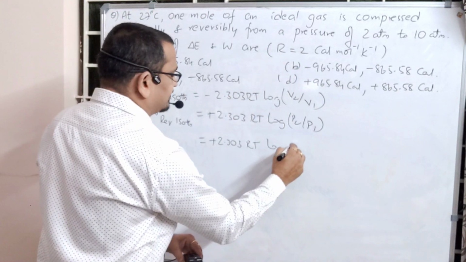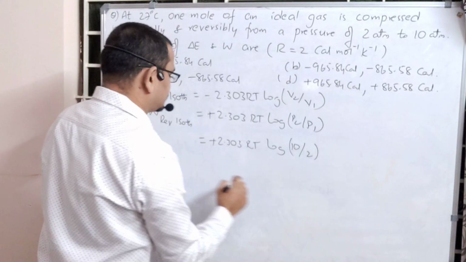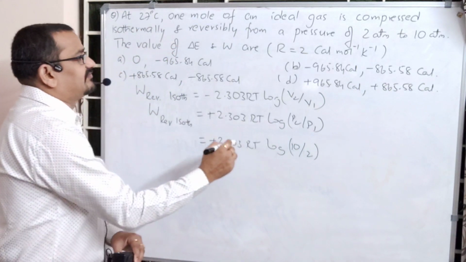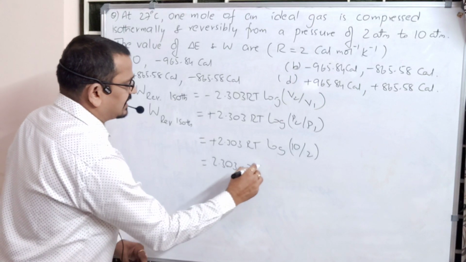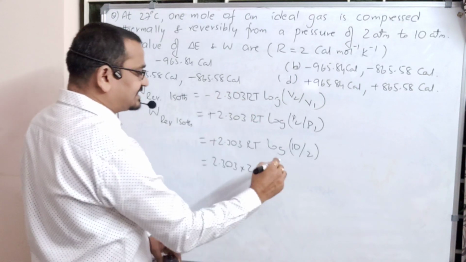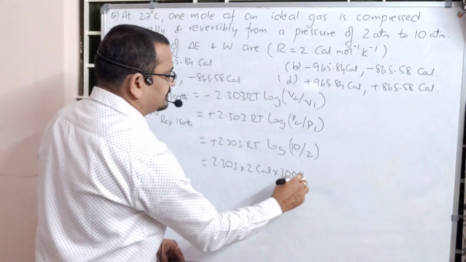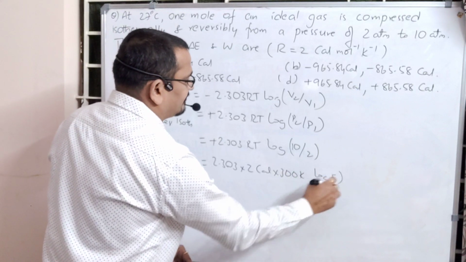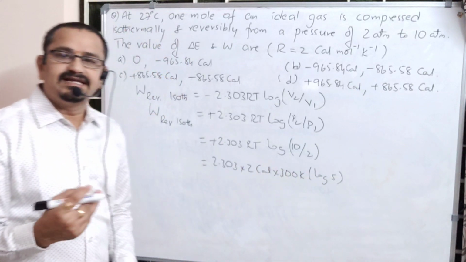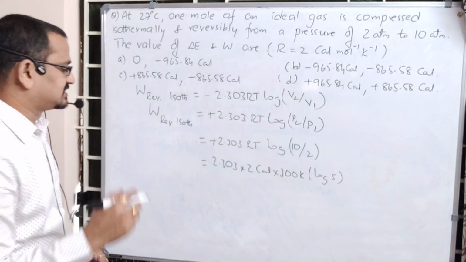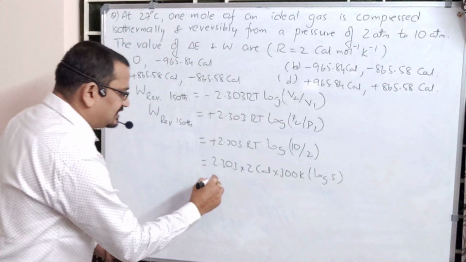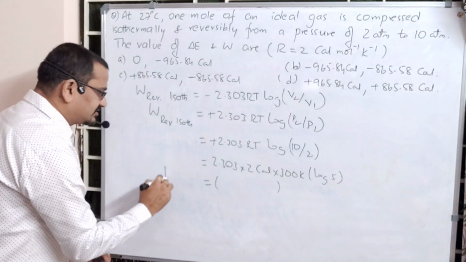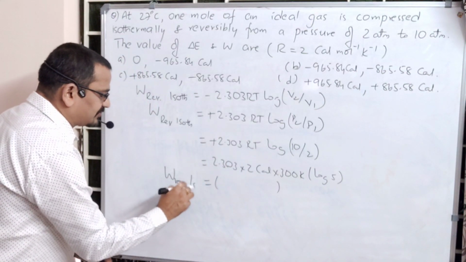where the final pressure is 10 and the initial pressure is 2 atmospheres. And substituting the values of R and temperature, 2.303 into 2 calories into temperature, 27 means 300 Kelvin, into log 5. The log 5 value is 0.6990. We have to remember the values. Now on simplification, we will get some value. So this is the work done in a reversible isothermal process.